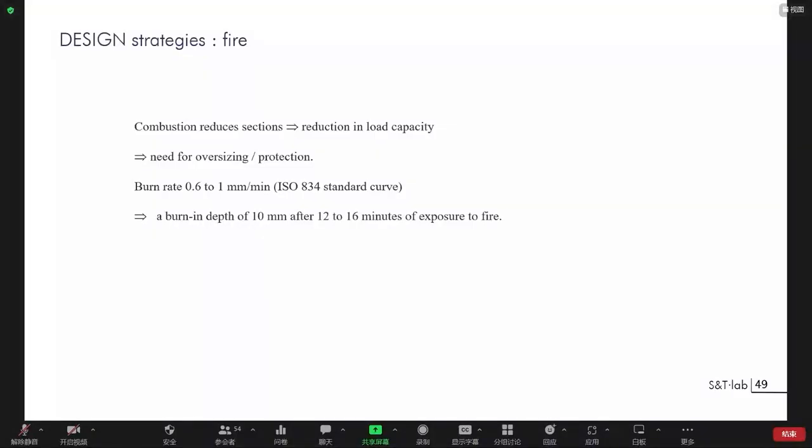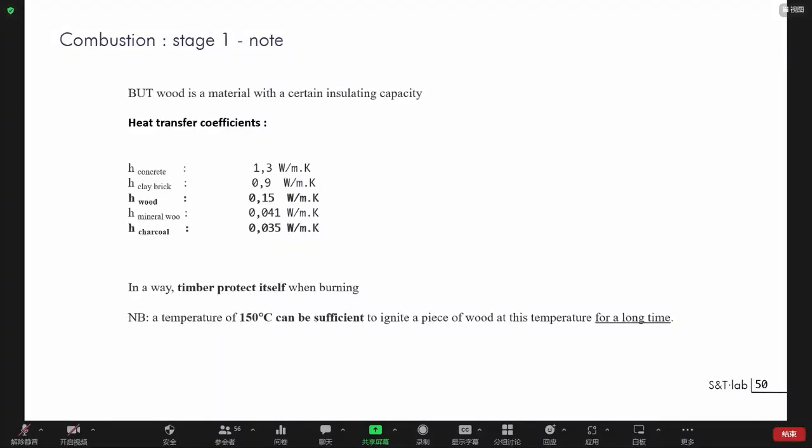So you will have a burning peripheral zone, and this will be reducing the load capacity, and you need to oversize, and the burning rate will be between 0.6 and 1 millimeter per minute. So providing some centimeters of protection will be guaranteeing that the system will be resisting fire.